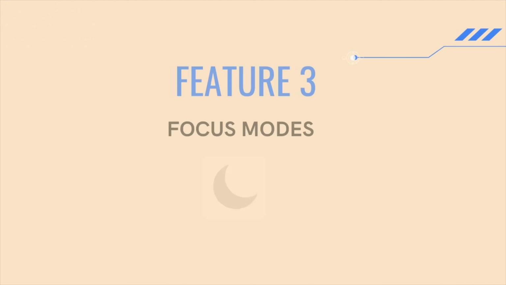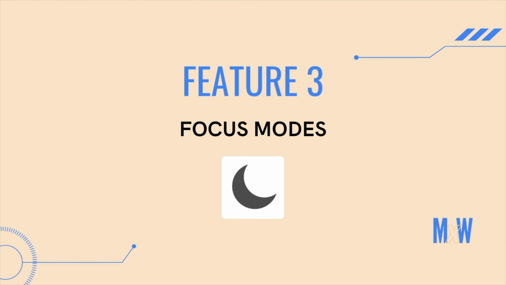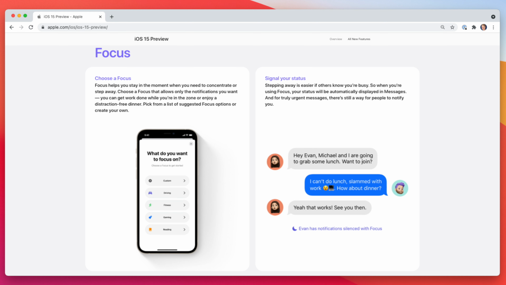Feature number 3 is focus modes. And focus modes allow you to set notifications, texts, calls, and also apps for different modes. So you could, for example, have a school mode where you just want to receive texts and calls from your classmates and maybe your parents, but not from your handball team, for example. So you can set this.